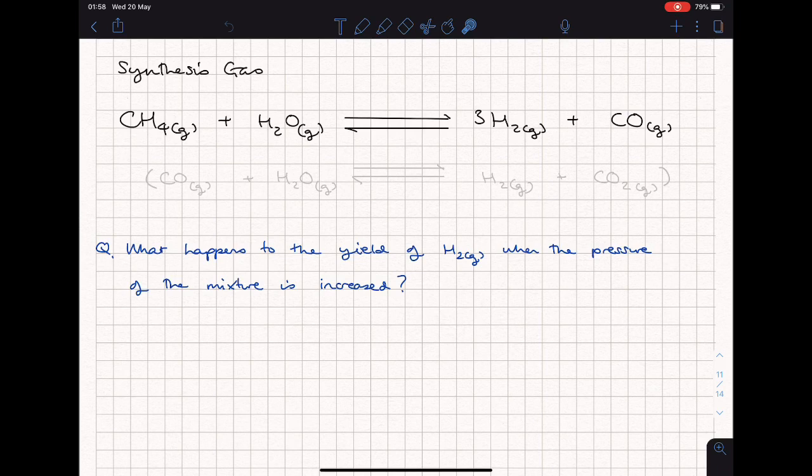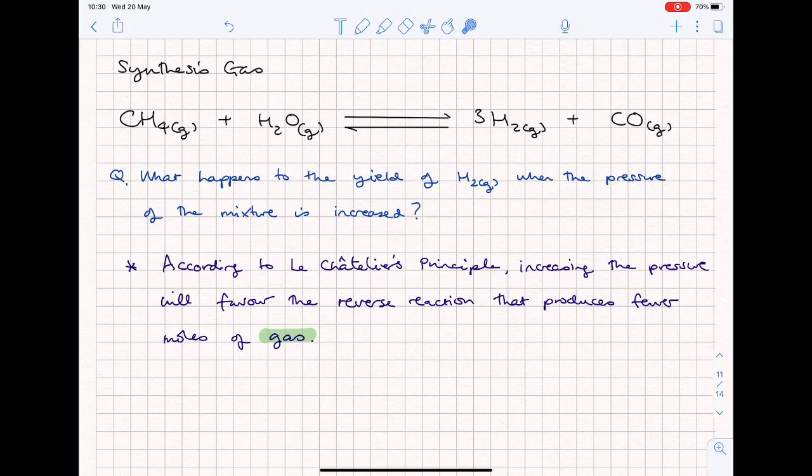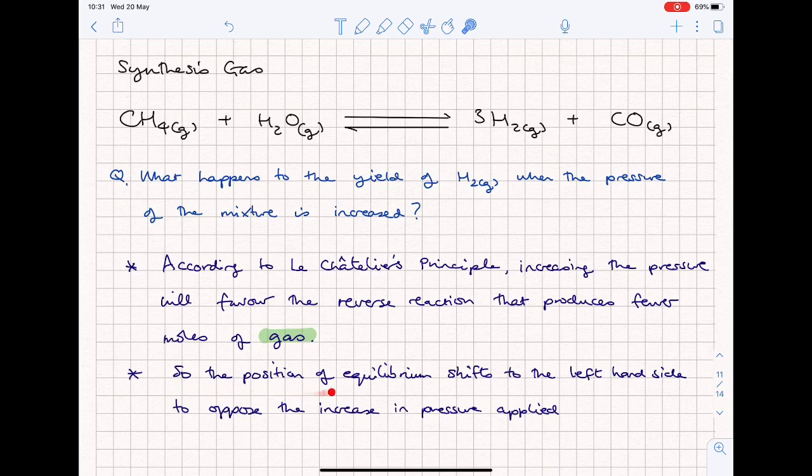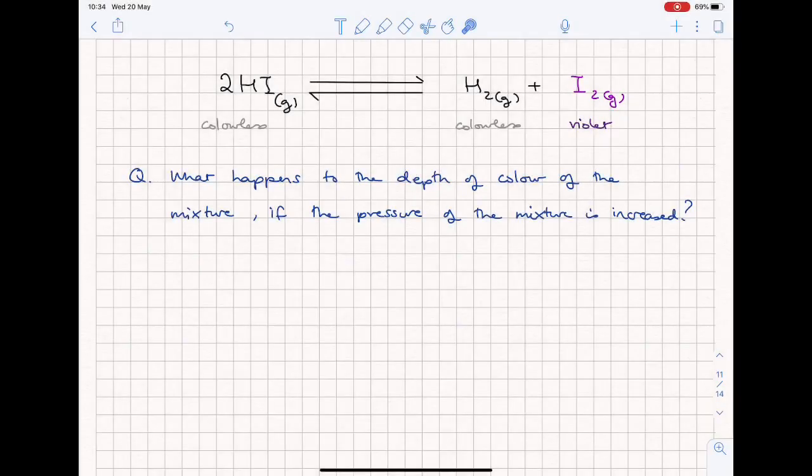So in that container there'll be fewer particles of gas colliding with the container walls, and therefore reduce the pressure to counteract the increase in pressure you apply to it, to oppose the change you apply to it. So according to Le Chatelier's principle, increasing the pressure will favour the reverse reaction that produces fewer moles of gas. So the position of equilibrium shifts to the left-hand side to oppose the increase in pressure applied, and the yield of hydrogen gas decreases.